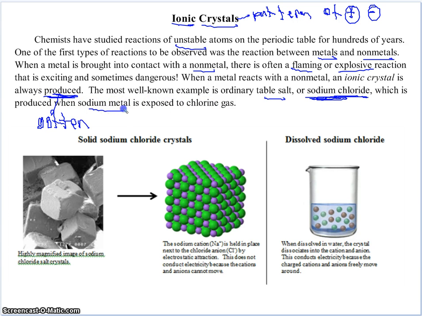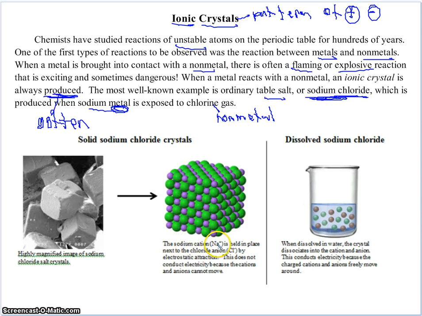So sodium, that's a metal, right? And then chlorine gas, that would be the nonmetal. Okay, so let's look at this figure. This is highly magnified images of sodium chloride salt crystals. So there's these little crystals, I guess, and oh, I guess this is what it looks like. So this is the positive-negative pattern.